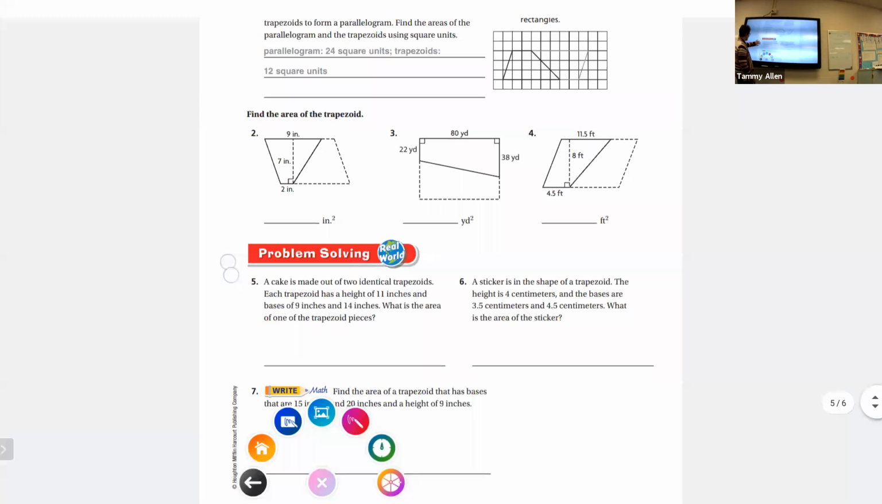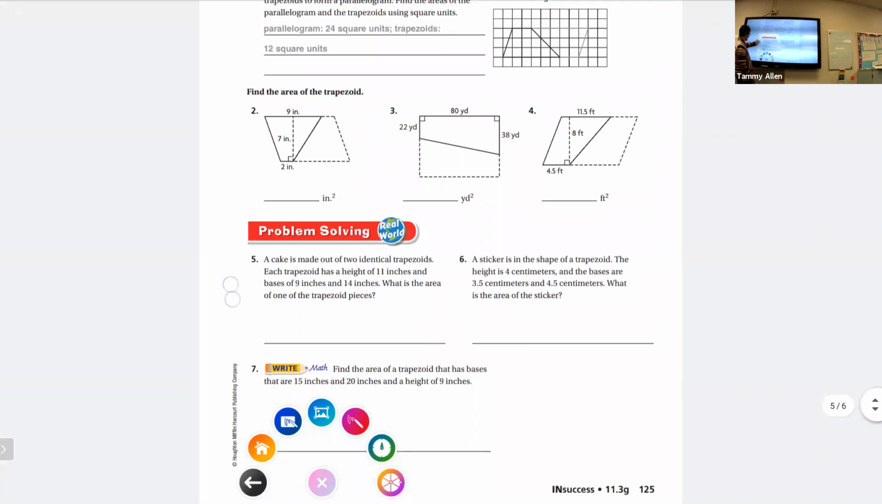Page 125 and 126, all on both of them, are due tomorrow. Your Friday work is also due tomorrow. I'm going to end the Zooming.